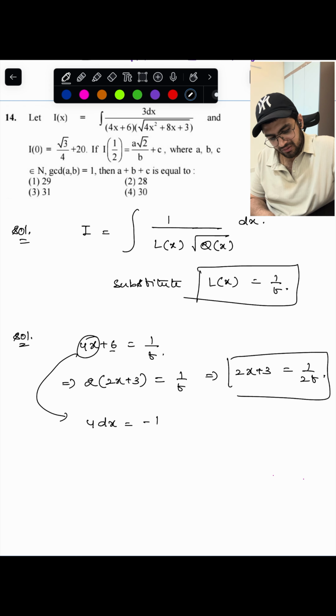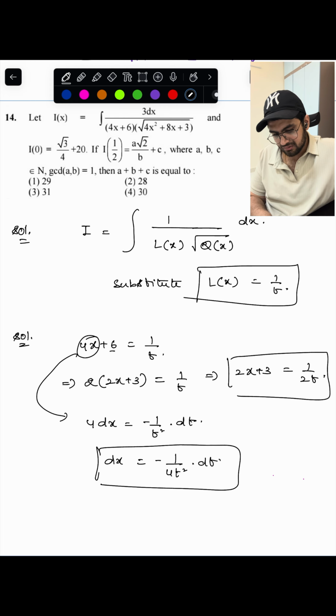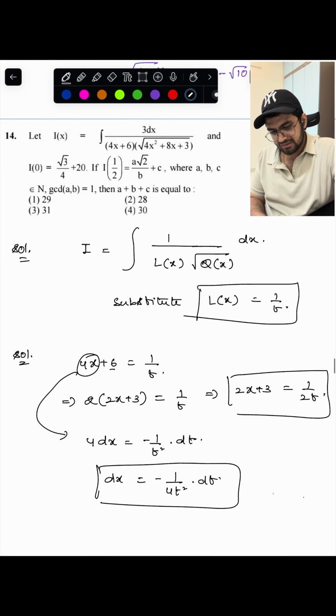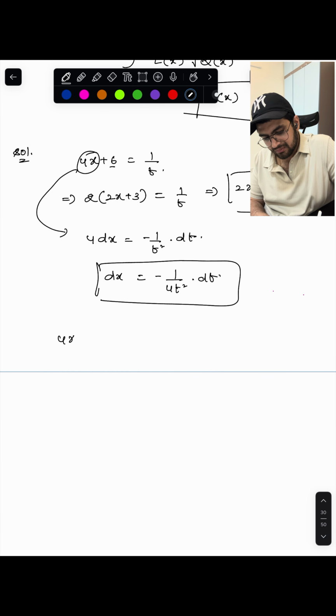dx equals minus 1 by t square dt. So I can replace dx with minus 1 by 4t square dt. Okay, this is also there. Now all we need to sort is this quadratic expression. So we need to convert this quadratic expression in terms of t, right? So 4x square plus 8x plus 3 is there.